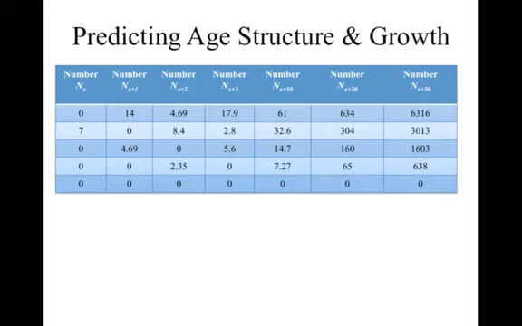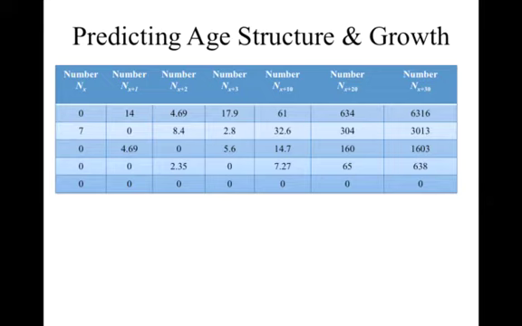So here, I started with that same population where I had 7 year 1 fish. I calculated the number in each age class after 1 year, after 2 years, 3 years, 10 years, 20 years, and 30 years. And you'll notice something, especially if you look at the last 3 columns. You'll notice that something starts to happen with the age structure. And it actually starts to stabilize.